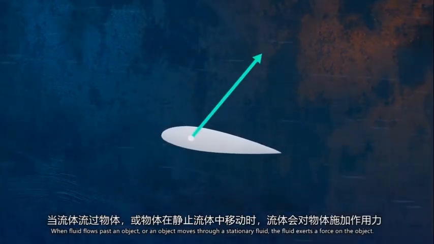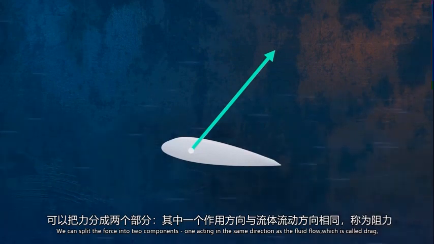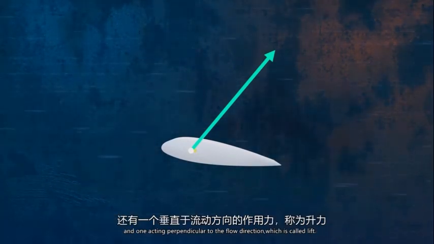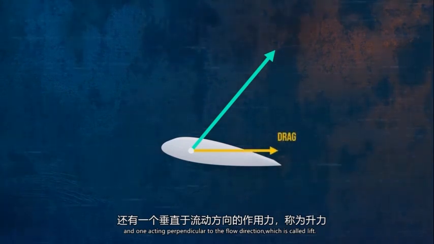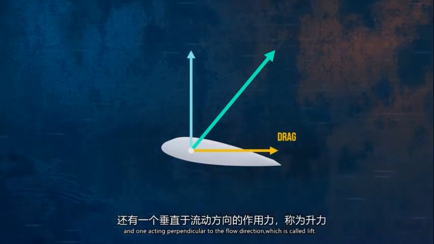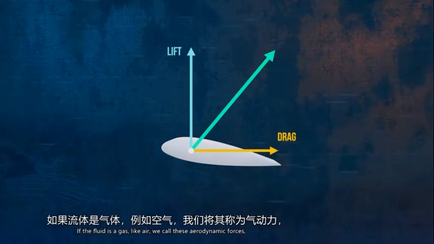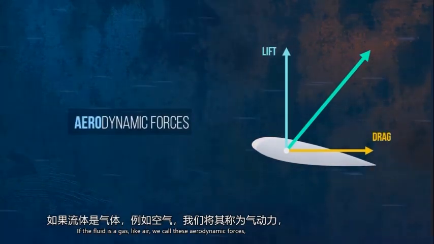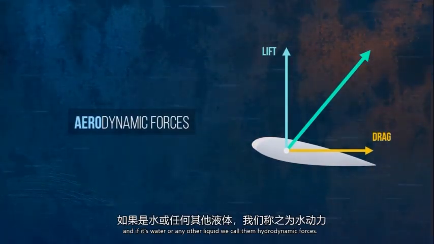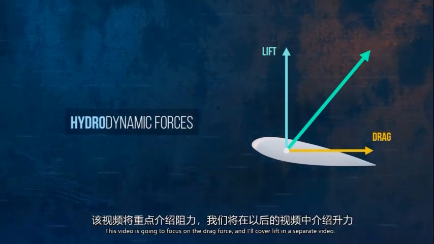When fluid flows past an object, or an object moves through a stationary fluid, the fluid exerts a force on the object. We can split the force into two components, one acting in the same direction as the fluid flow, which is called drag, and one acting perpendicular to the flow direction, which is called lift. If the fluid is a gas, like air, we call these aerodynamic forces, and if it's water or any other liquid, we call them hydrodynamic forces.